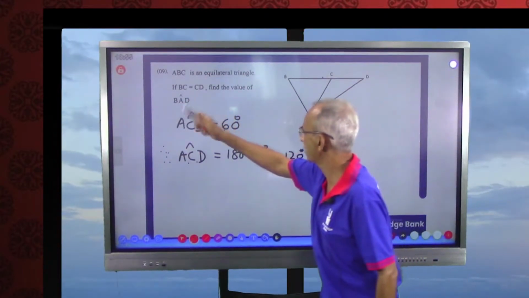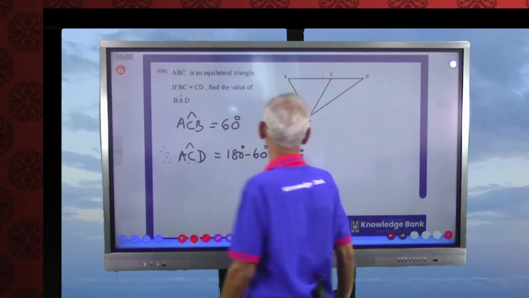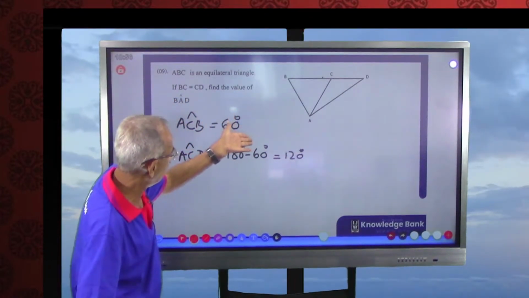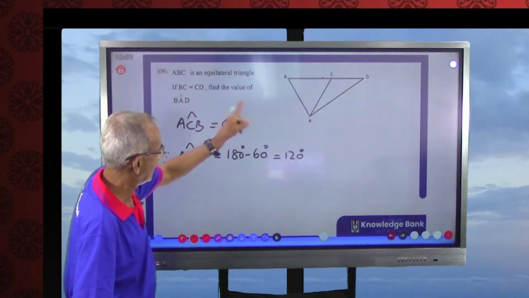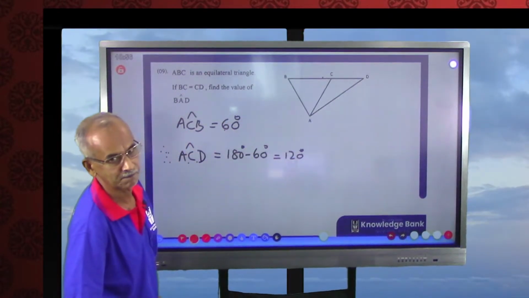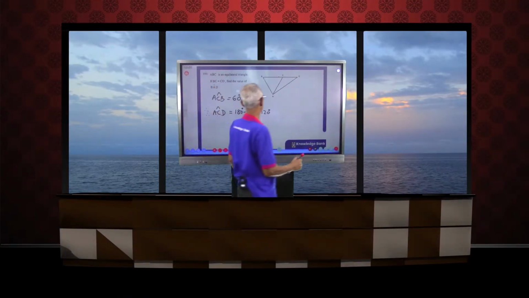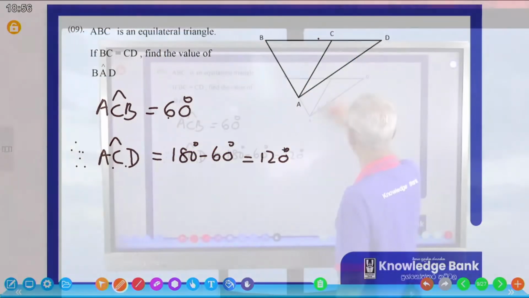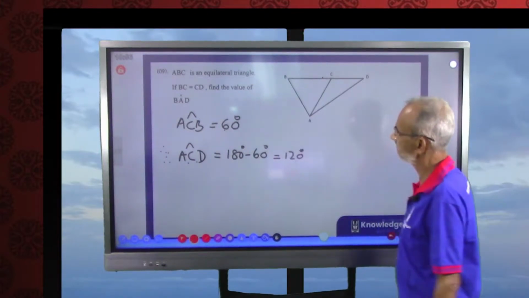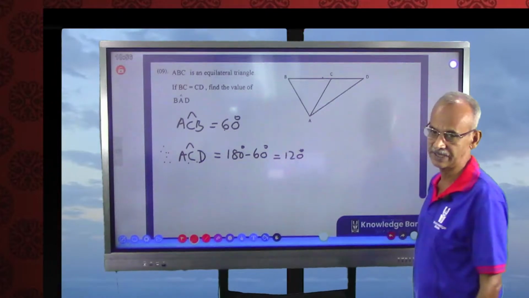Here you have given BC is equal to CD. Now, ABC is an equilateral triangle, all three sides are equal, therefore we can say AC is equal to CD. Then in this diagram, these two sides are also equal. That means AC is equal to DC, and here the angle is 120 degrees. Then ACD is an isosceles triangle.